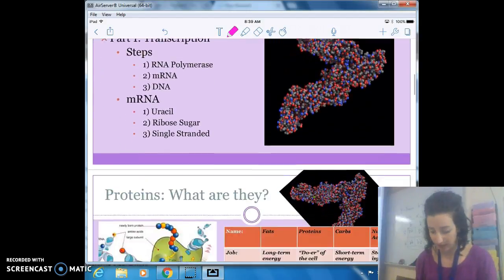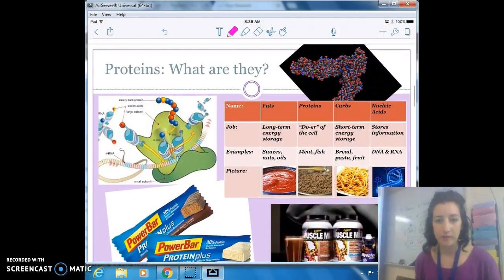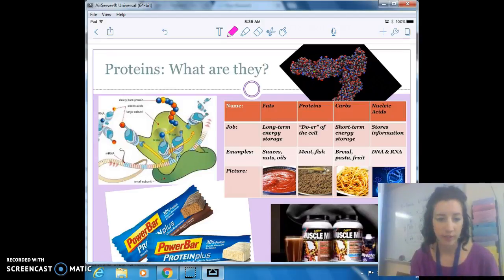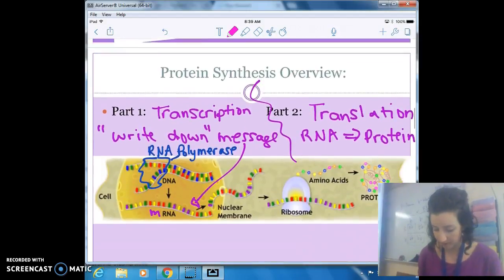That's a protein right there. So proteins. Here's a protein. Of our 4 macromolecules, we have fats, carbs, nucleic acids, and then the protein, that was the doer of the cell. It was like your meat, your fish. Here's some protein powder if anyone wants to build muscle. And you take protein drinks, protein bars, and then that's our protein synthesis. That's how it happens in the cell. So that's what proteins are right there.